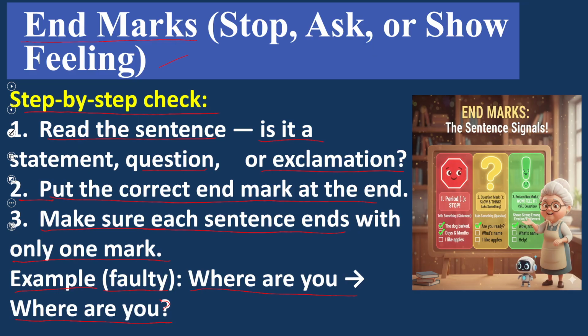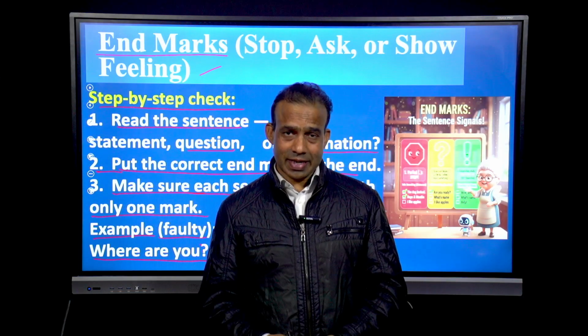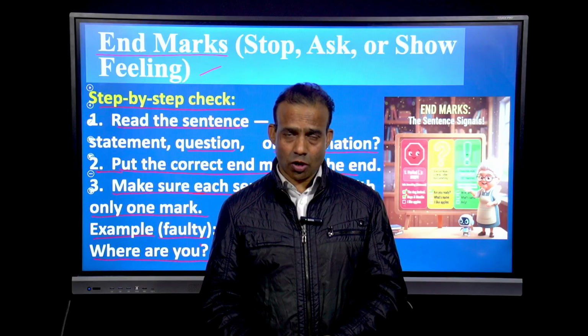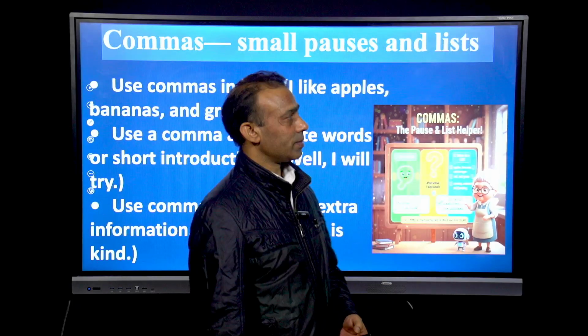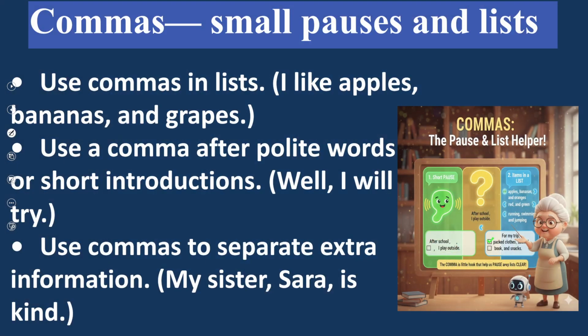So now, dear students, this is the slide which is telling you more about this particular topic. Now, move to the next one and try to learn more. Yes. Now we have reached commas. Commas mean small pauses and lists. Yes, it is used for small pauses. If we want to stay for a short span of time in the sentence, we use a comma. And if we want to put lists, two or more words in a list, we have to put commas to separate them.